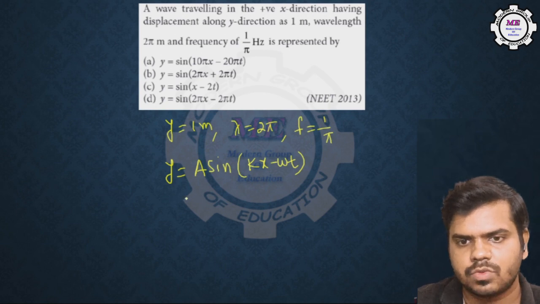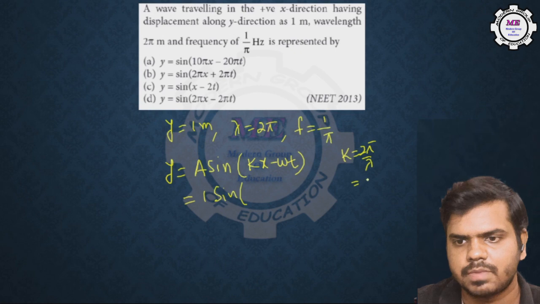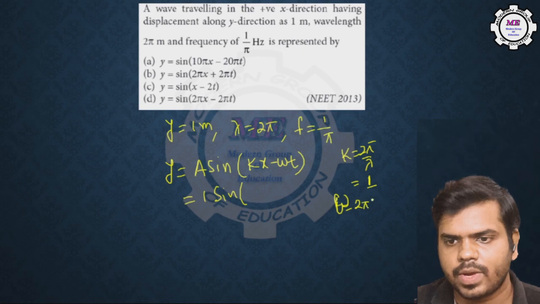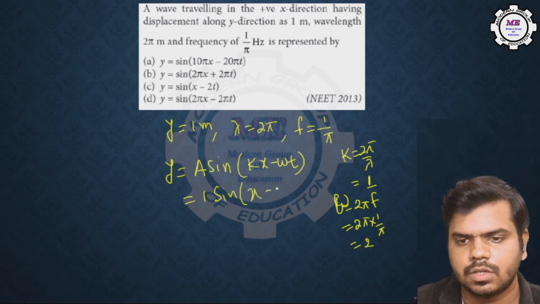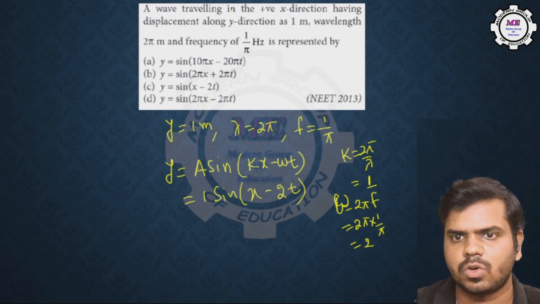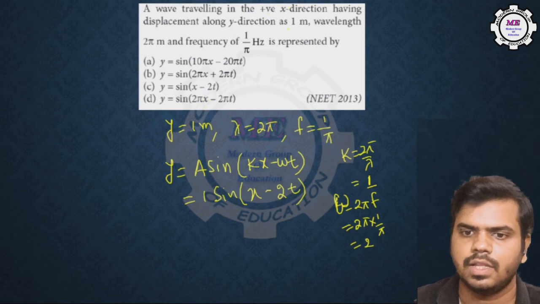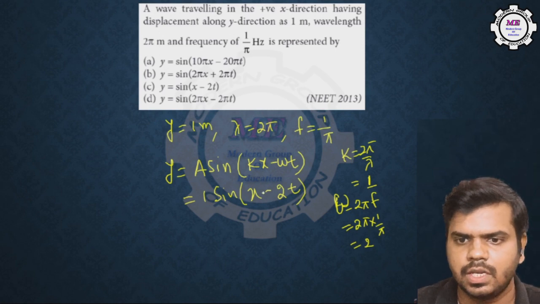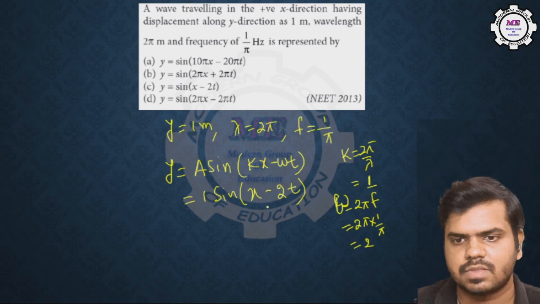So a is 1 meter, that is 1 sine. k is 2 pi by lambda, that is 2 pi by 2 pi, that means 1. Omega is equal to 2 pi f, that means 2 pi into 1 by pi, which is 2. So it is x minus 2t. If there is an option with x plus 2t, that cannot be possible because the wave is propagating in the positive x direction. That means these coefficients will be opposite in sign. So sine of x minus 2t.